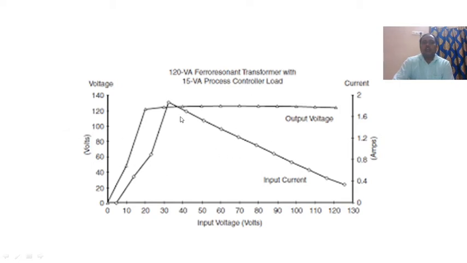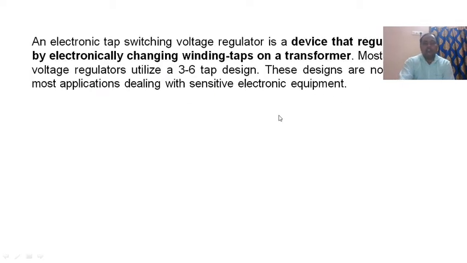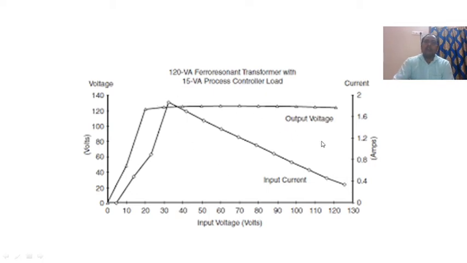If you observe the output voltage and the input voltage, observe first the input voltage. The voltage first rises to a peak and then decreases, so the input current decreases. But please observe the output voltage, up to 20 volts. Whatever the variation of the input, the output voltage is constant. There is a large variation in input current also, yet the output voltage remains constant. This is a ferro-resonant transformer.